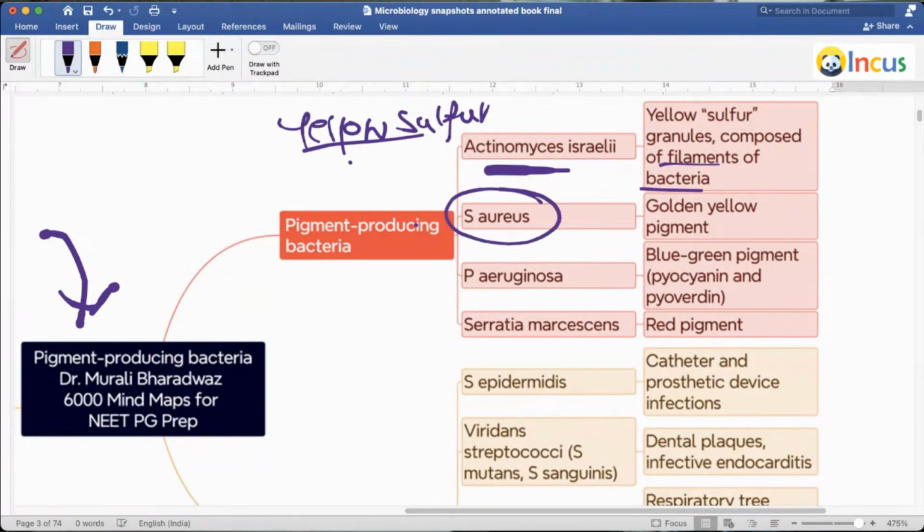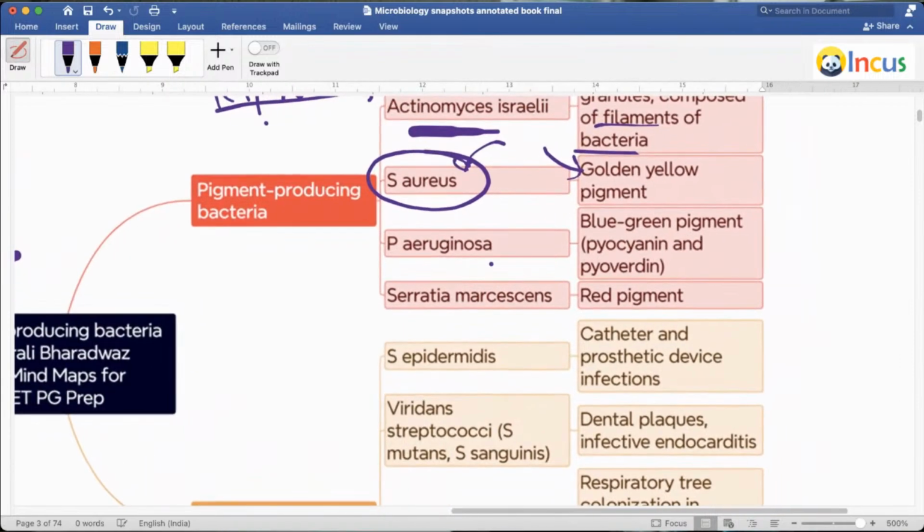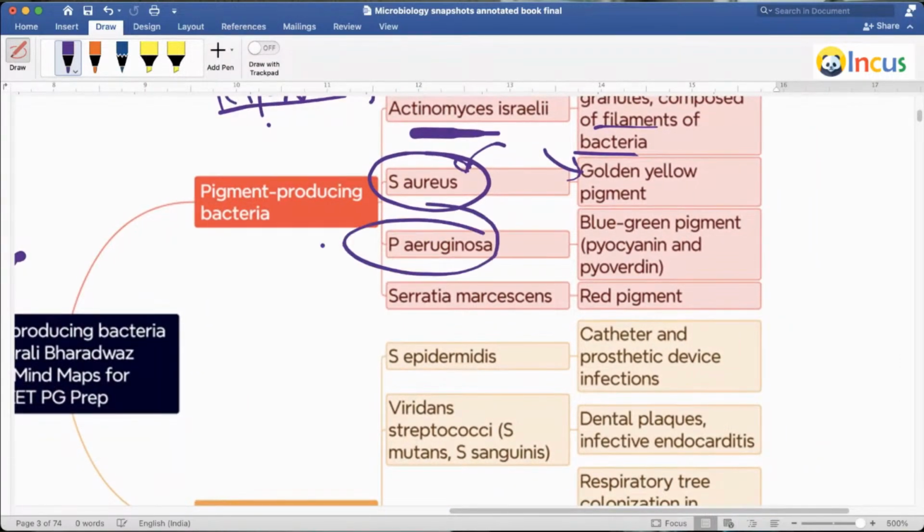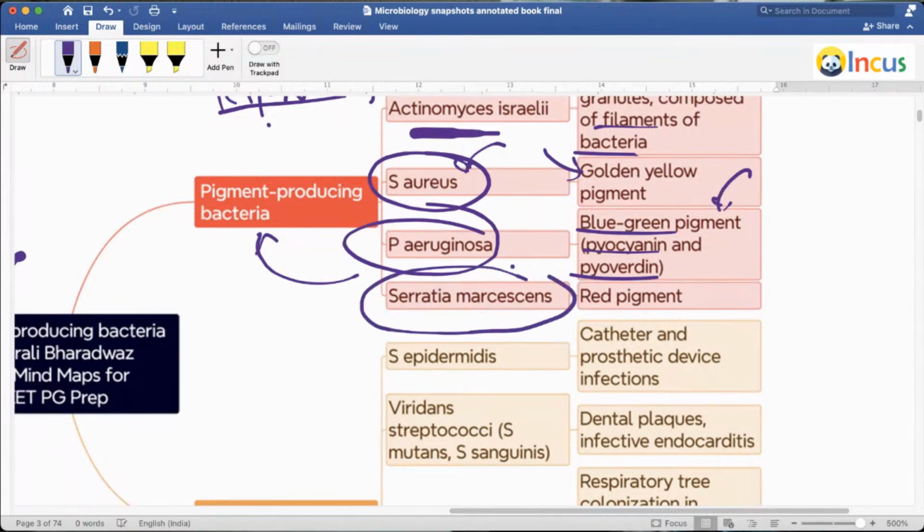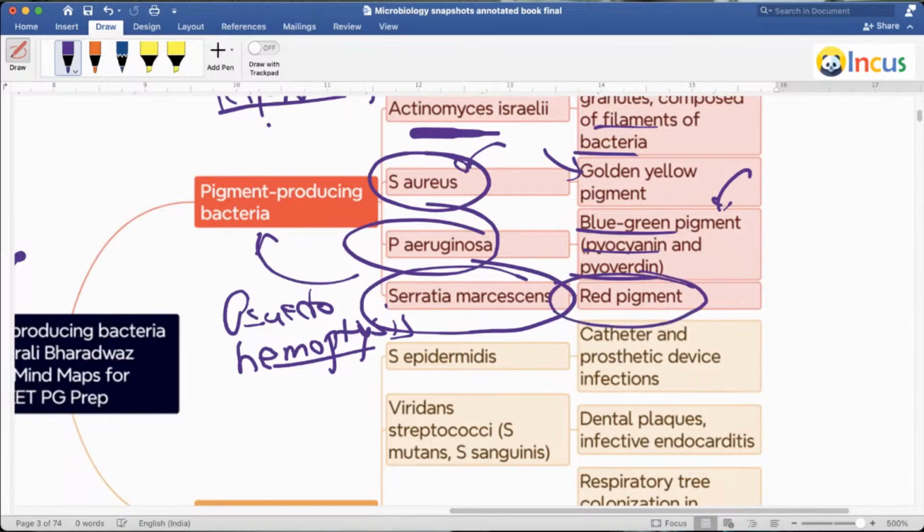Staphylococcus aureus also produces a pigment. The very name aureus means gold, so golden yellow pigment. Then Pseudomonas aeruginosa is another pigment producing bacteria. It produces blue-green pigment called pyocyanin, pyoverdin. Then Serratia marcescens typically leads to what is called pseudohemoptysis. Please remember, pseudohemoptysis. It produces a red pigment, is what you need to remember, doctor.